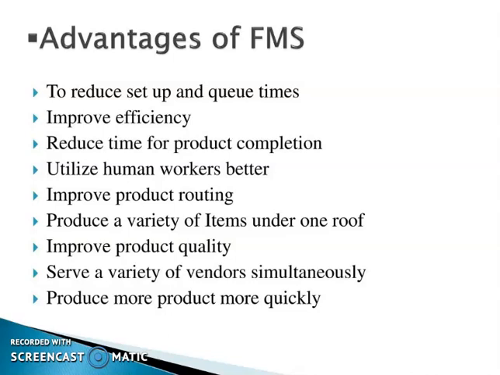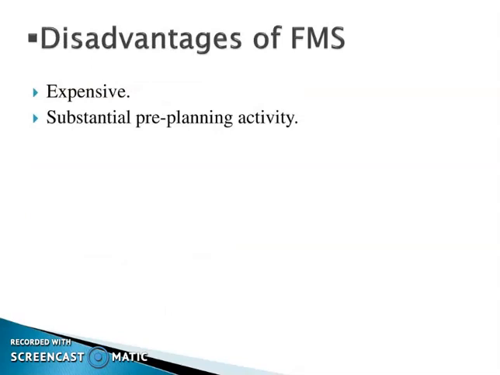Advantages of FMS. It reduces setup and queue times, improves efficiency, reduces time for product completion, utilizes human workers better, improves product routing, produces a variety of items under one roof, improves product quality, serves a variety of vendors simultaneously, and produces more product more quickly. Then the disadvantages of FMS are that it is very expensive and substantial pre-planning activity is required.